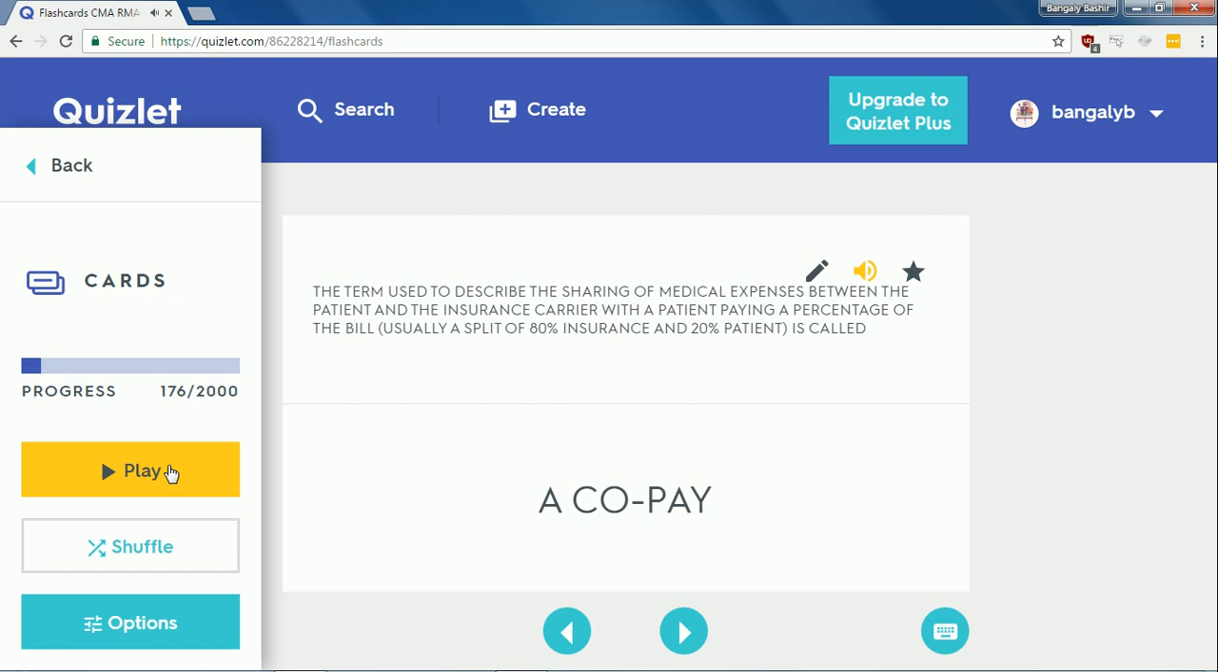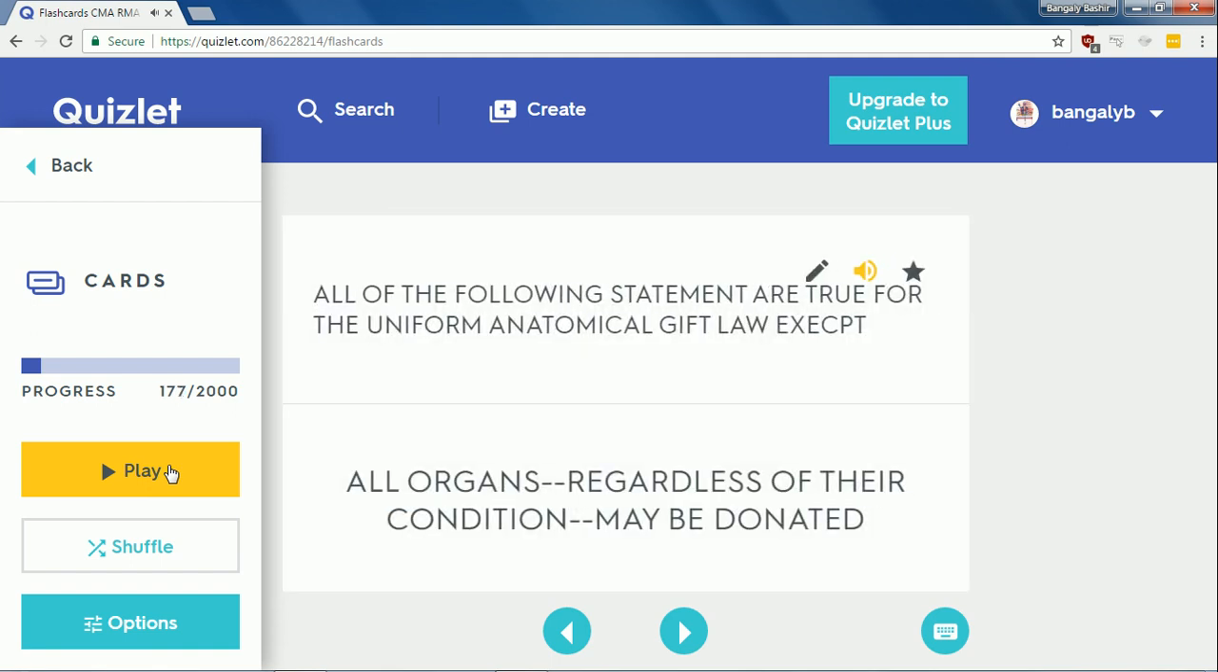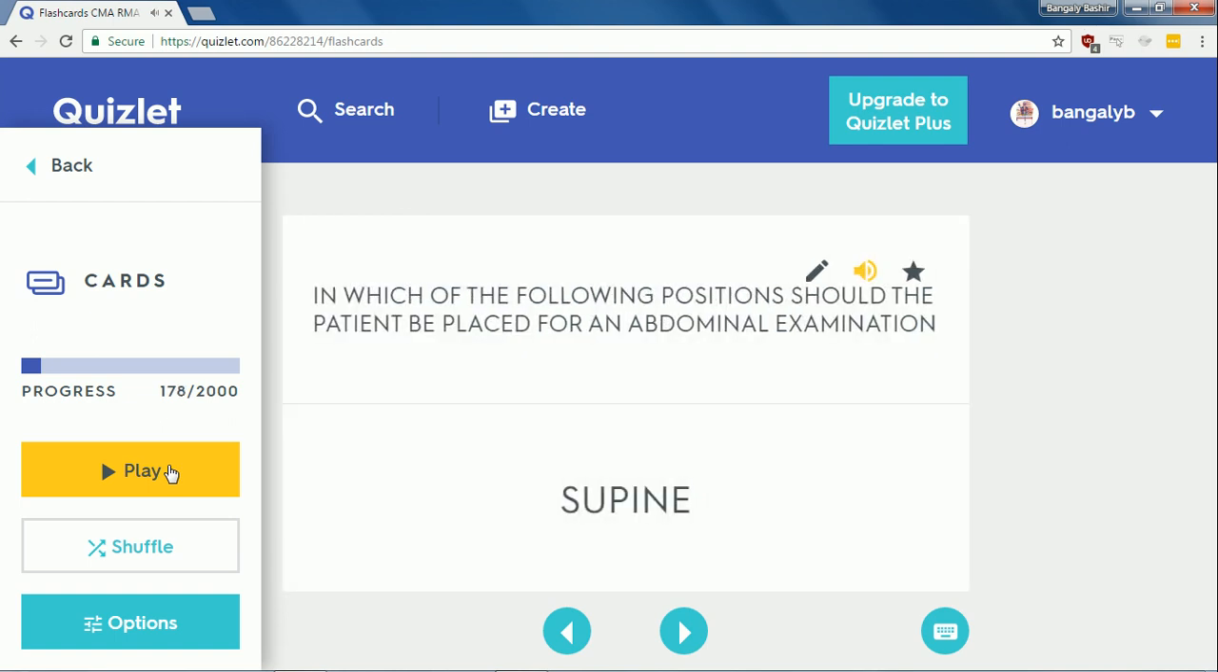The term used to describe the sharing of medical expenses between the patient and the insurance carrier, with a patient paying a percentage of the bill, is called a copay. All of the following statements are true for the Uniform Anatomical Gift Law except: all organs, regardless of their condition, may be donated. In which of the following positions should the patient be placed for an abdominal examination? Supine.